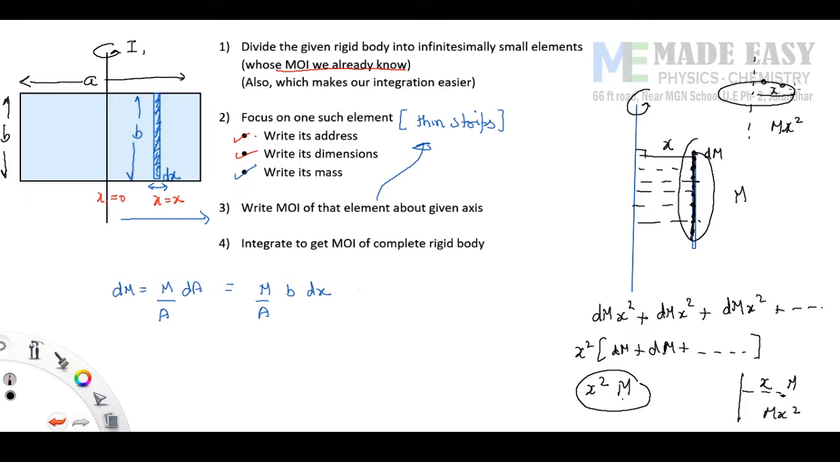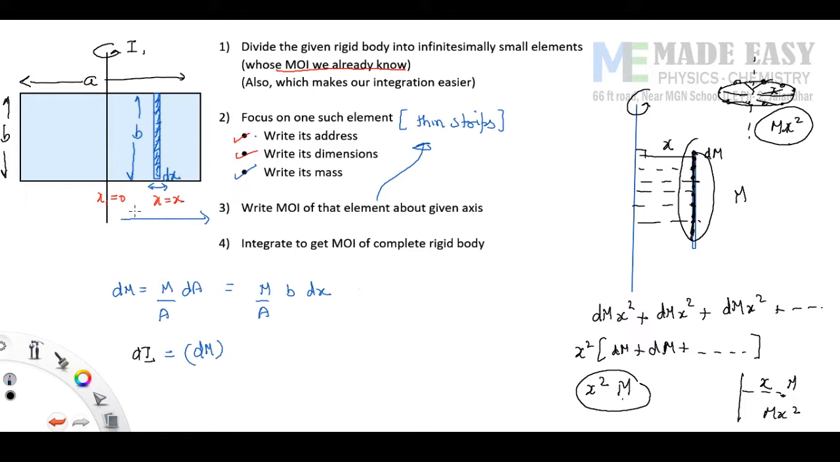Because all the particles of the ring are equidistant from this axis, that's why we get the result mx square, right? So we know the moment of inertia of the strip about this axis. This is equal to dI, that is small moment of inertia. It's equal to the mass of the strip.